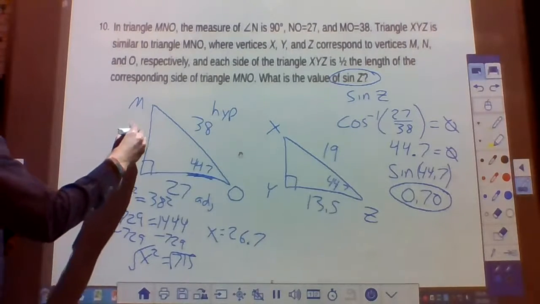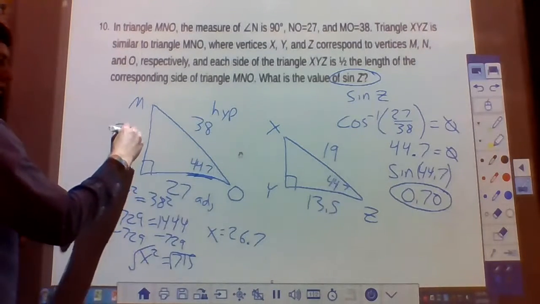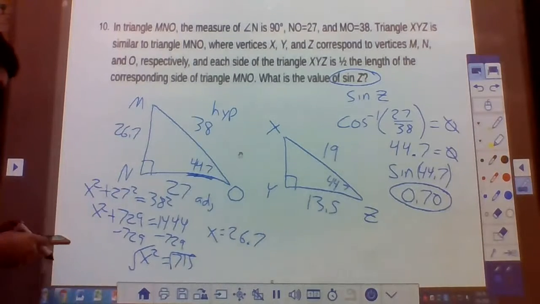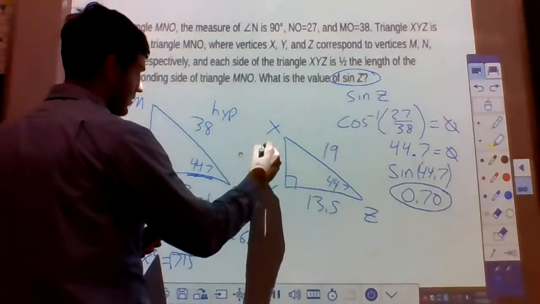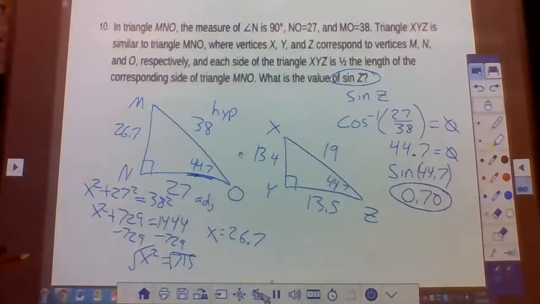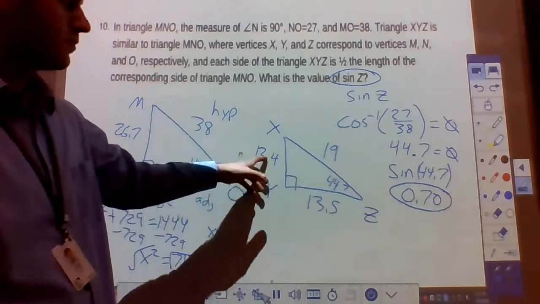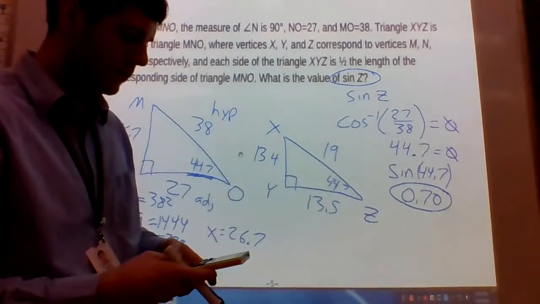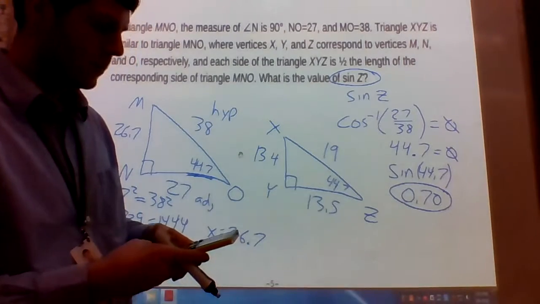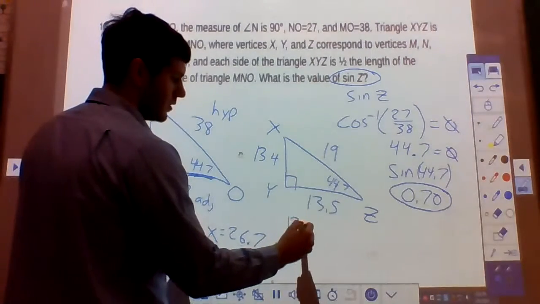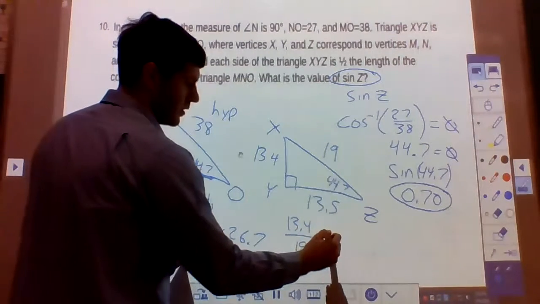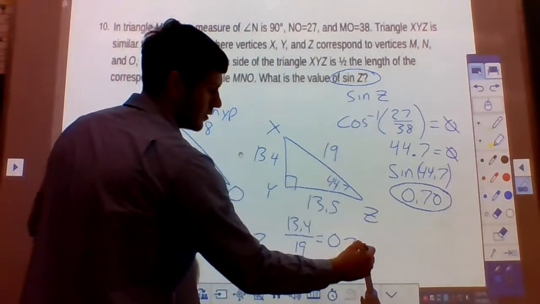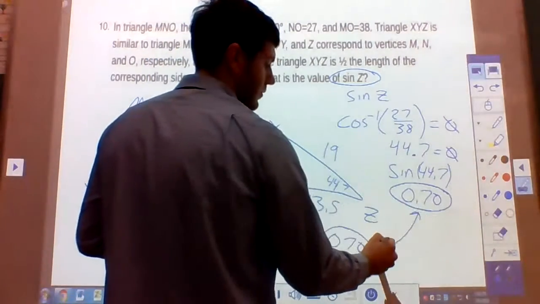So this is 26.7. Half of that, we get 13.4, about. So sine is opposite over hypotenuse. So if we're looking at Z, opposite is 13.4, hypotenuse is 19. So if we divide by 19, we should get 0.70, which is what we got over here.